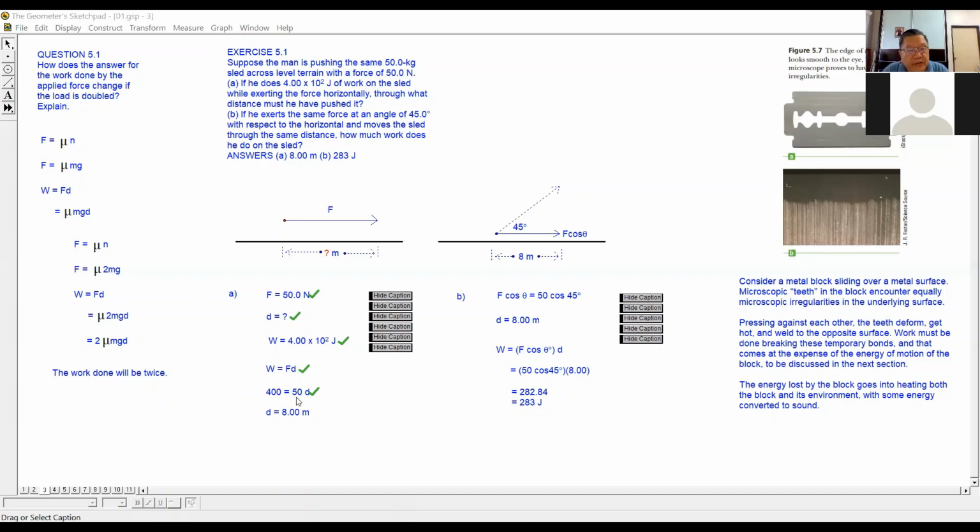Solving this equation, d is 400 divided by 50. So 400 divided by 50 is 8 meters. So the answer is 8 meters. We make use of the same equation, W equals Fd, substitute whatever we know into the equation, and solve for the unknown.